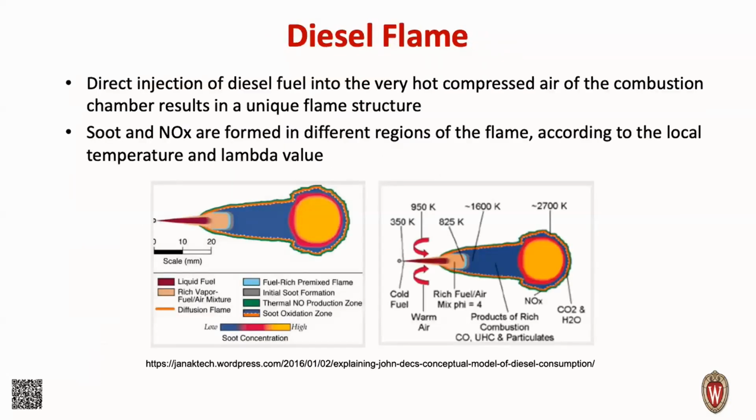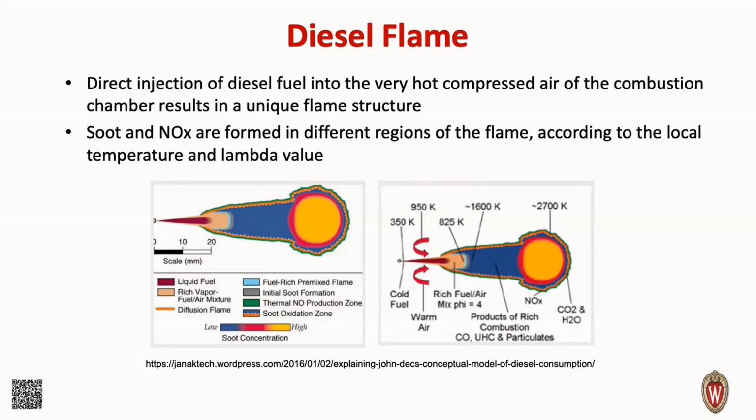So when you look at a diesel flame, you have direct injection of the diesel fuel into the hot compressed air in the combustion chamber, right? That's how we initiate diesel combustion. So it's very different from gasoline premixed, where you have a homogeneous charge, premixed air and fuel that goes in and gets compressed together. In diesel, we only see the air compressed, and then the fuel is introduced through direct injection. And it results in this very unique flame structure.